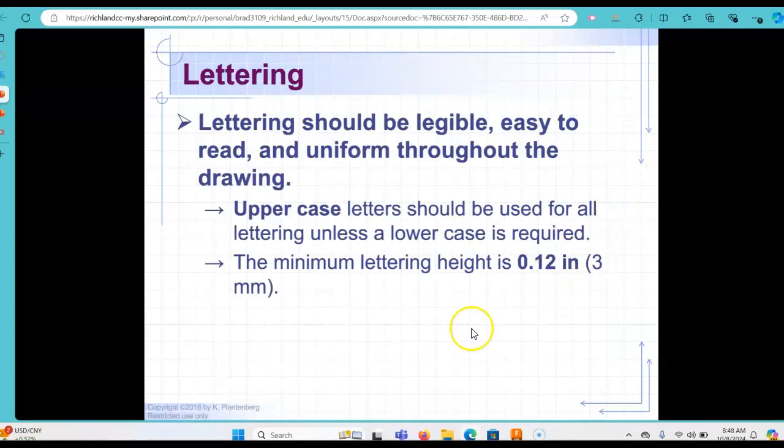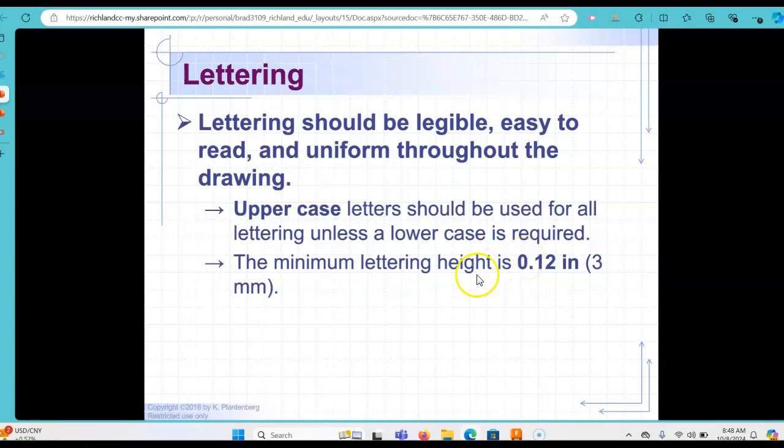Lettering is important. One of the nice things about CAD systems is that lettering is a lot of times done for us. It's legible. Of course, if you are hand drawing something, you have to make sure that you're printing neatly, and that your spacing is correct between each of those letters. Our CAD systems make this simple and easy for us, but understand that uppercase letters should be used. The minimum lettering height is typically 120 thousandths of an inch, or 3 millimeters. A lot of that is going to depend typically on the drawing size.